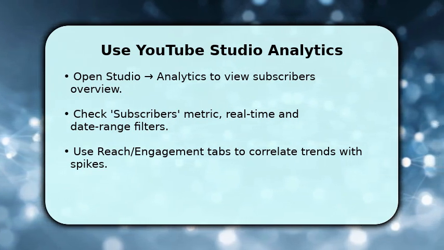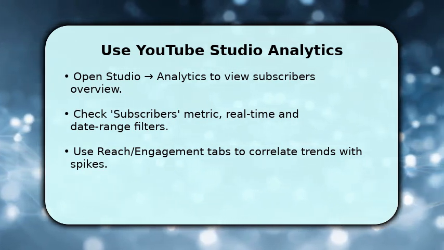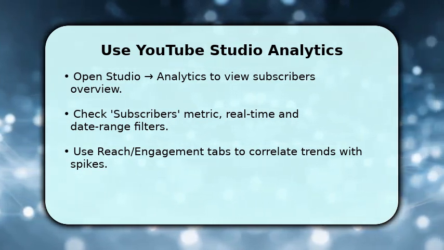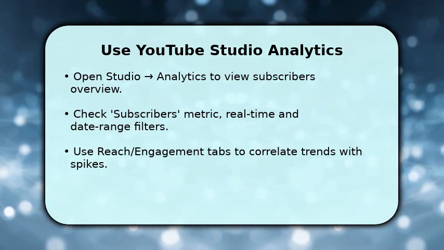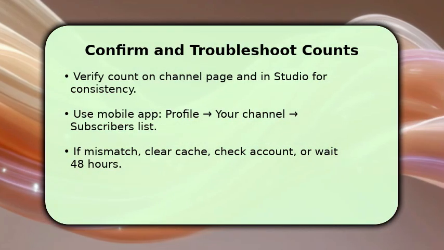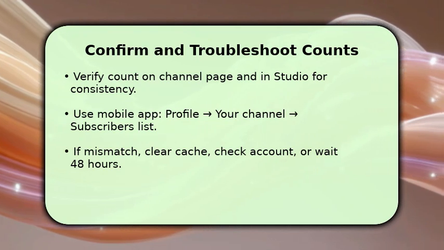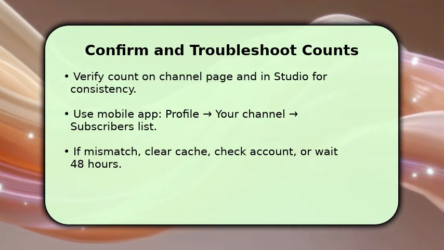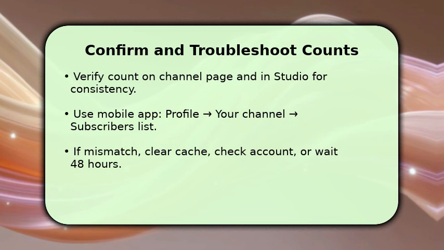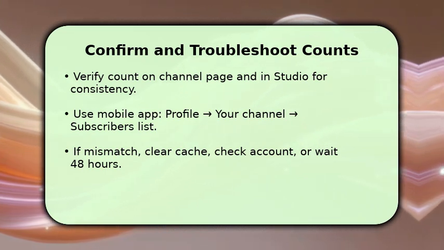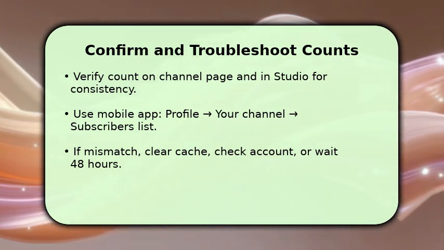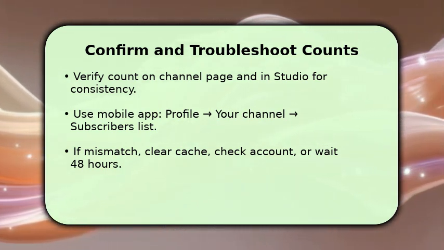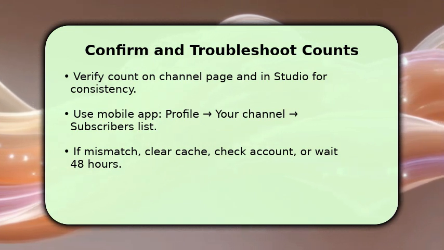If you want specific user counts daily, use the Advanced mode to break data into days and compare sources. Finally, confirm numbers by checking both your public channel page and the Studio subscriber total. They may lag slightly. On mobile, open the YouTube app, tap your profile, then your channel to view subscriber counts and lists. If you need downloadable data, in Analytics use Advanced mode and export CSV.